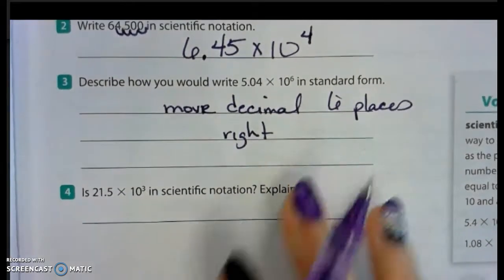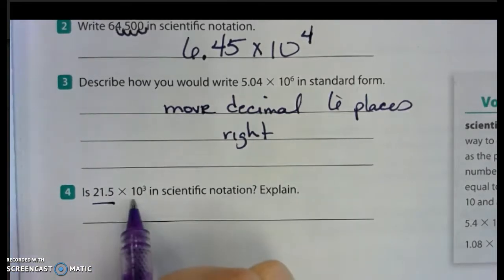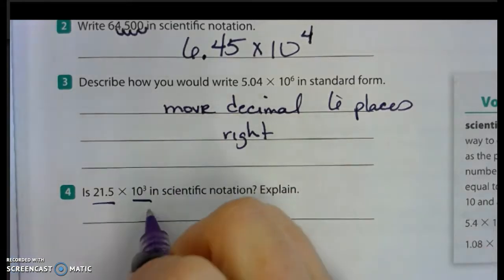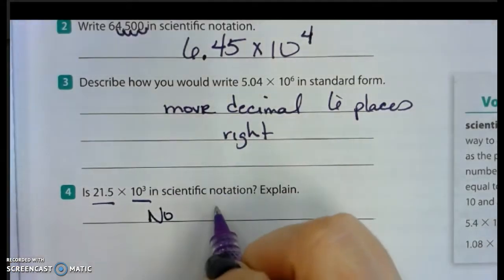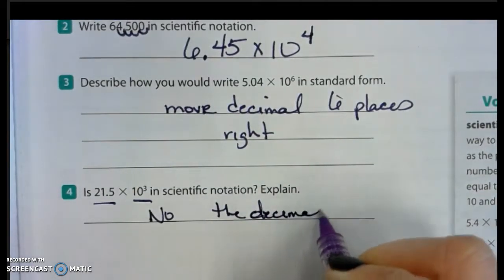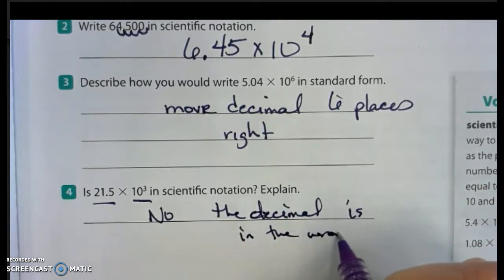Number 4 is 21.5 times 10 to the 3rd in scientific notation. Now, it looks like scientific notation. We have a constant, we have a base 10. But our constant is 21. It's too big. The decimal is in the wrong place. So the answer on this one would be no, and you could just put that the decimal is in the wrong place.